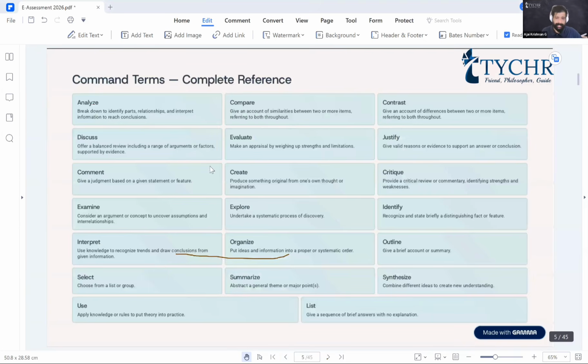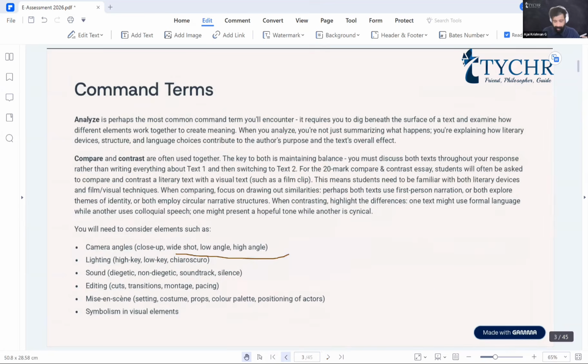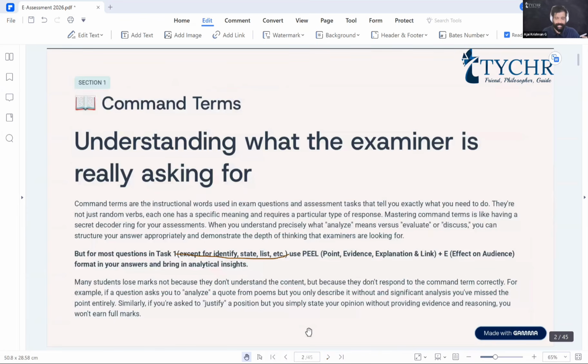And imagine that you're getting a command term like discuss. For discuss also, go with the approach which we're going to discuss right now for analyze. Or you're getting a command term like evaluate, same thing, analyze. If you're getting a command term like critique, same thing, analyze. So except for 3 or 4 command terms, for every other command term, you are required to follow the structure that you use for the command term analyze. Because every question fundamentally asks you to analyze.